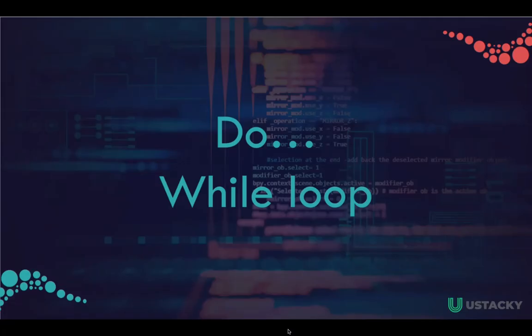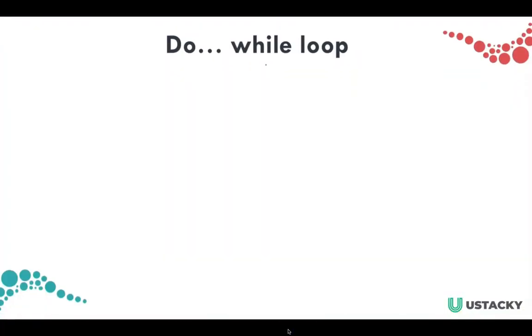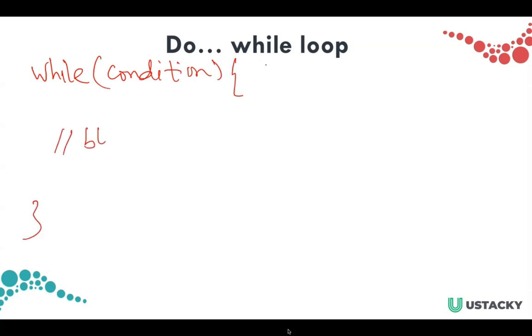In this tutorial, I'll be talking about do while loop. In the last tutorial, we talked about while loop, and I mentioned that while loop can be represented by while, this is a condition, and this is a block of code to be executed.